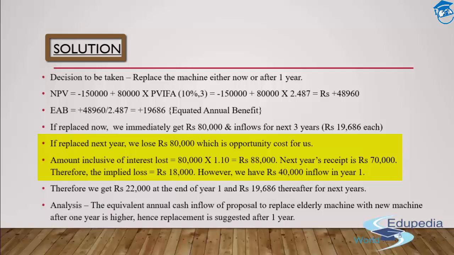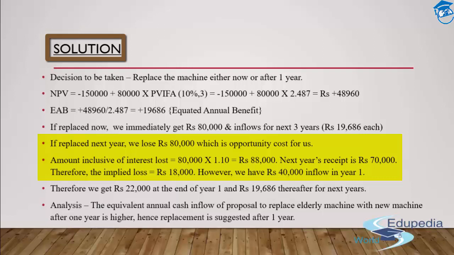So all I'm considering is that I'll be getting an inflow while using the old machine, that is rupees 40,000, and I'll be having an implied loss of 18,000. So by the end of that year, I'll be having 22,000 in my hand plus rupees 19,686 for the years thereafter. Why? Because the same thing which is going to happen in this year, that 15,000 part, is going to be the same for the next years as well.